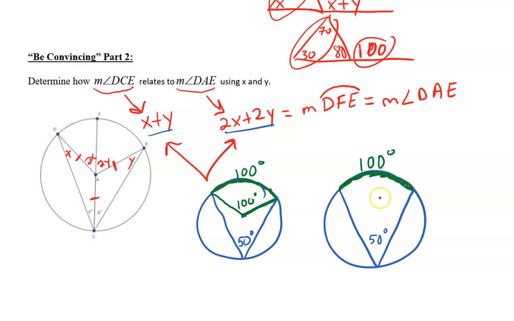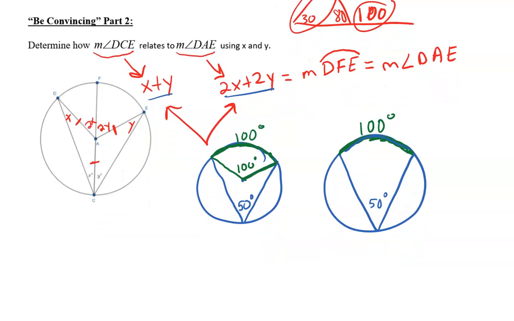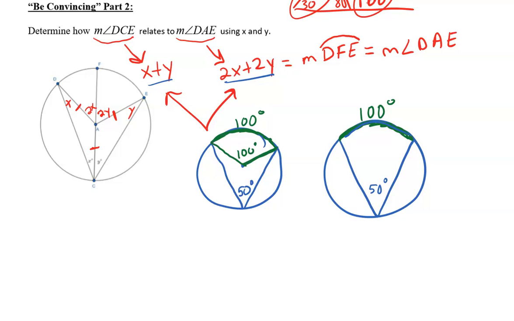And that is the main concept we're going to be driving home here, is that the inscribed angle is always half of the measure of its included arc. So hopefully that was convincing. On to the next problem.